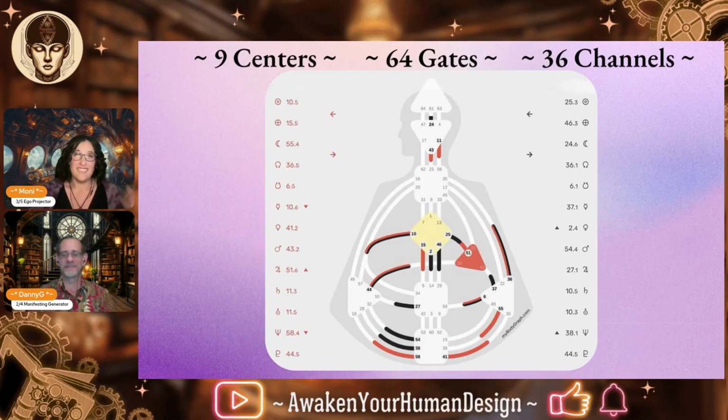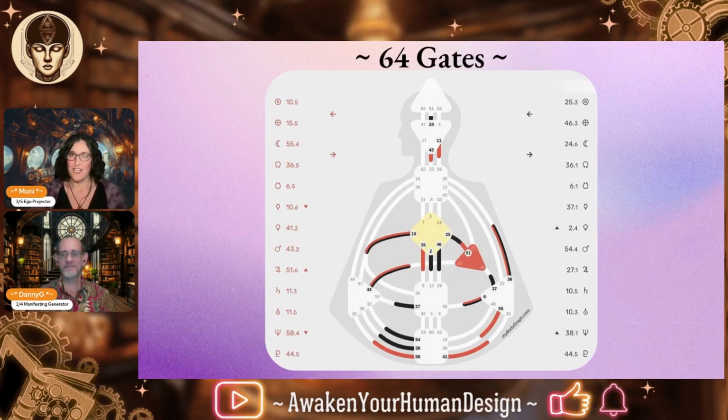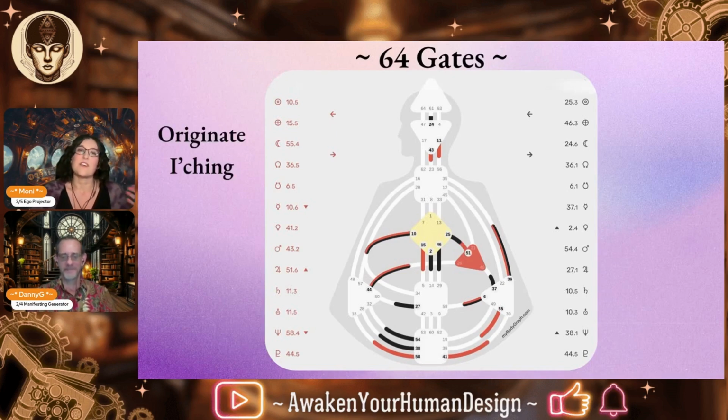Look at the body graph, there's 9 centers, 64 gates, and 36 channels. So we're going to start off with the 64 gates. The 64 gates originate with the Chinese I Ching. We have a really fun series coming up where we're going to deep dive into the I Ching, so don't worry about learning too much about it now. Just know those 64 gates originate with the I Ching, and we'll go deeper later.